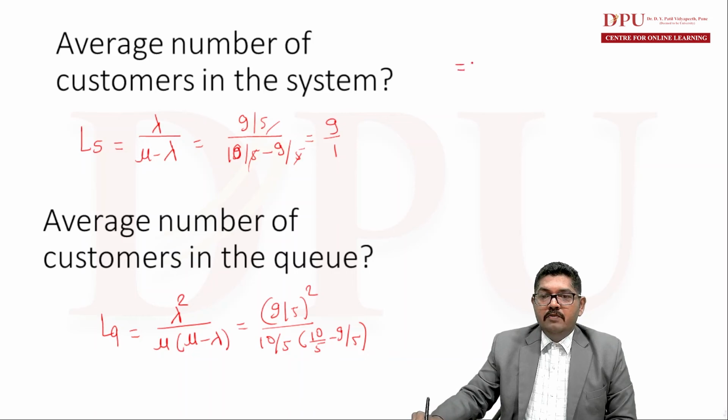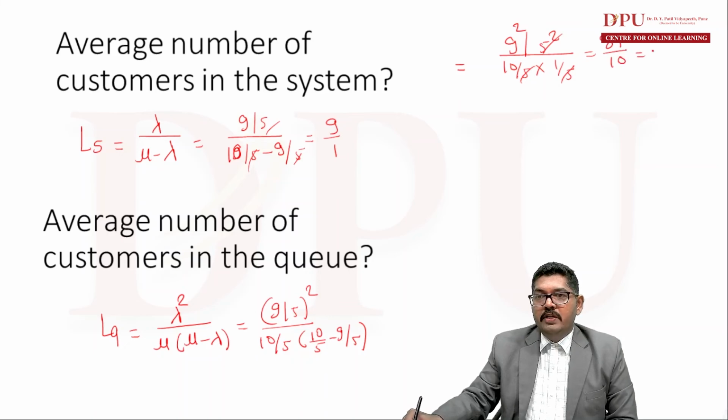So this is equal to 9 square upon 5 square divided by 10 divided by 5 multiplied by 10 minus 9, which is 1 divided by 5. So this 5 square and these two 5s will get cancelled, and this is equal to 81, since 9 square is 81, divided by 10, so it is 8.1. So 8.1 is the average number of customers in the queue, and 9 is the number of customers in the system. So LS is always greater than LQ, right?